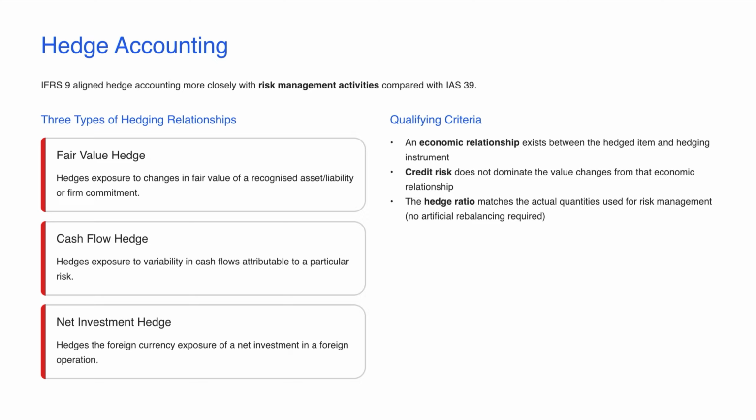For a hedge to qualify, IFRS 9 requires several conditions. There must be an economic relationship between the hedged item and the hedging instrument. Credit risk must not dominate the changes in value arising from that relationship. And the hedge ratio should reflect the quantities actually used for risk management.